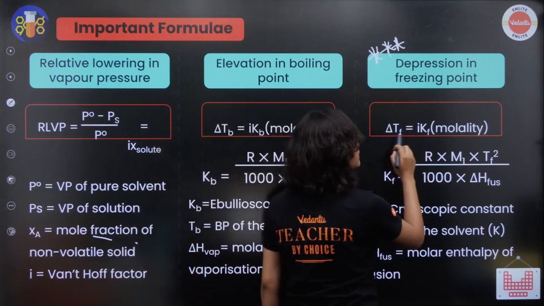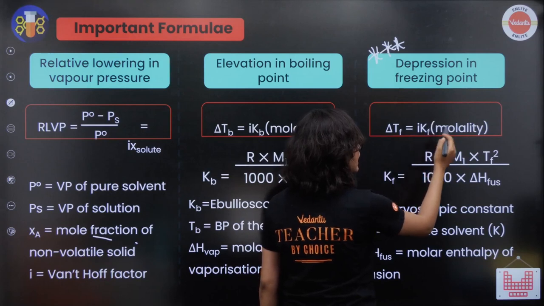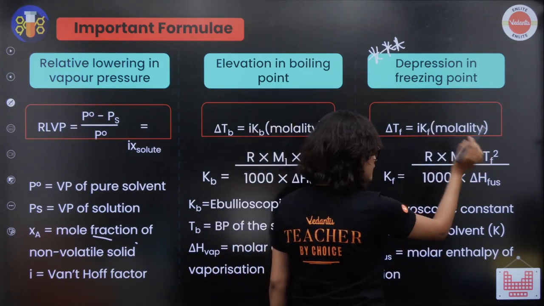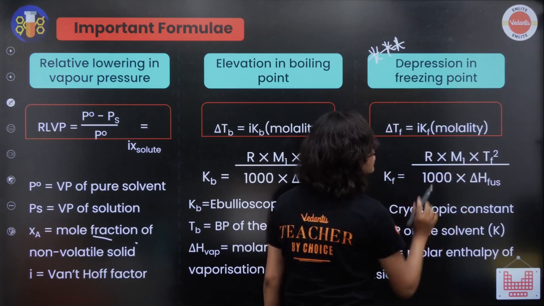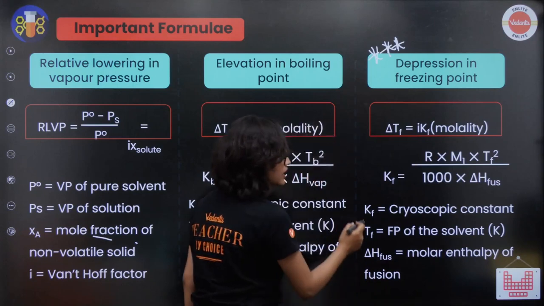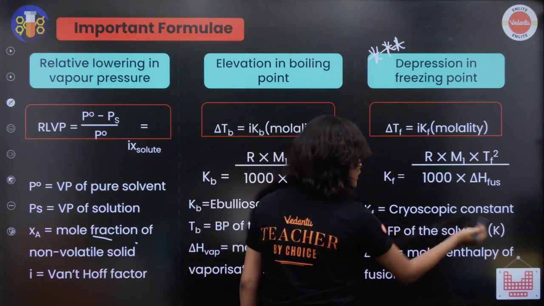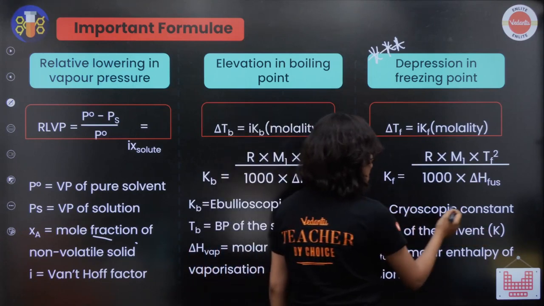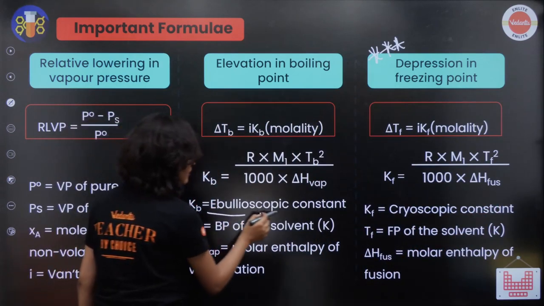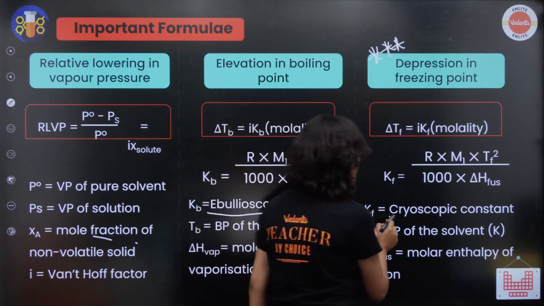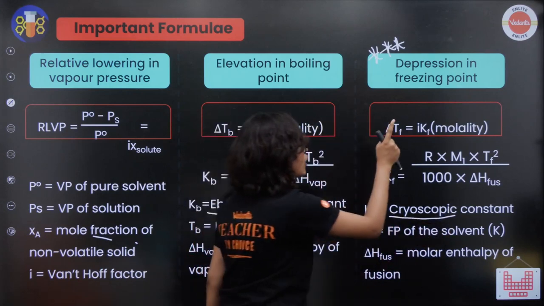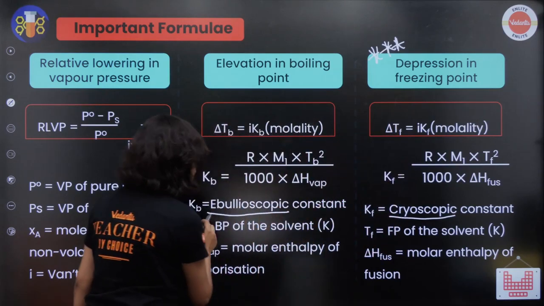So delta TF is equal to i multiplied by KF, that is molality again. What is KF? KF is R into M1 into TF square divided by 1000 into delta H fusion, that is the molar enthalpy of fusion. TF is the freezing point of the solvent. KF is the cryoscopic constant. Take a look at the difference: here you have the ebullioscopic constant, here you have the cryoscopic constant. The cryoscopic constant is used for freezing point.